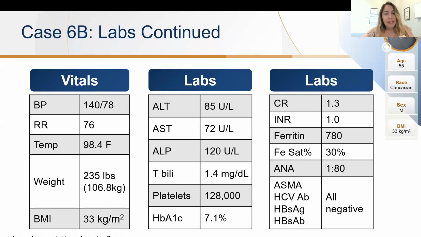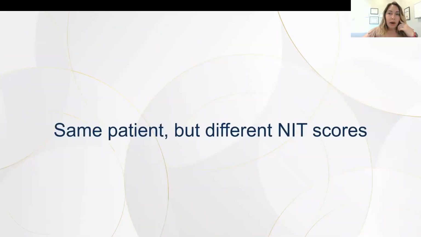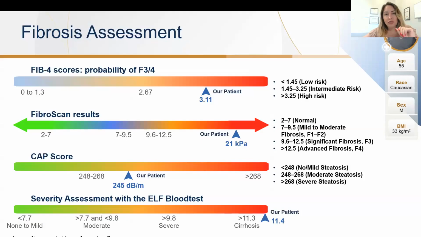But then here, a key difference is now he has thrombocytopenia. His platelet count has dropped below the threshold of normal, and it's 128,000. Everything else lab-wise there appears to be the same. So that thrombocytopenia is going to change his non-invasive testing scores. So when you calculate the FIB4, he still has the same FIB4, 3.11, with that intermediate risk of advanced fibrosis.